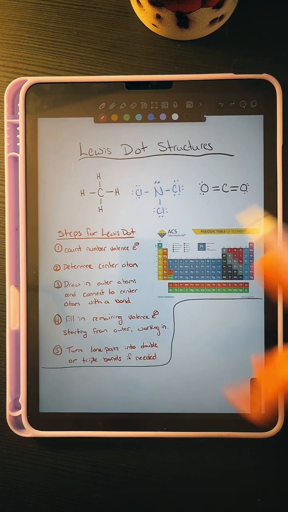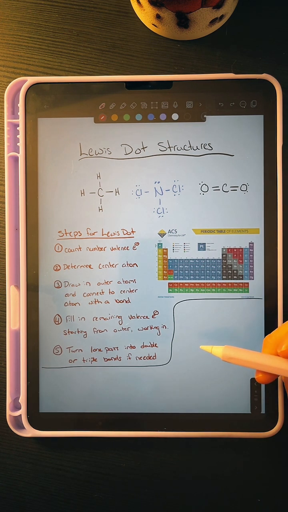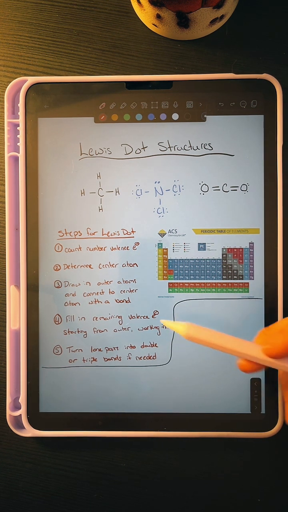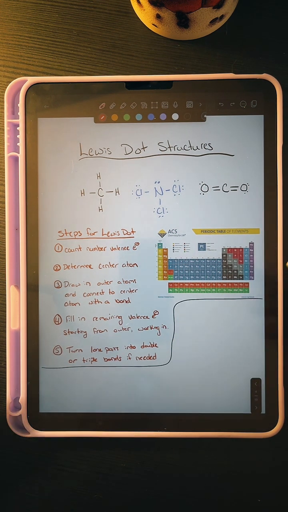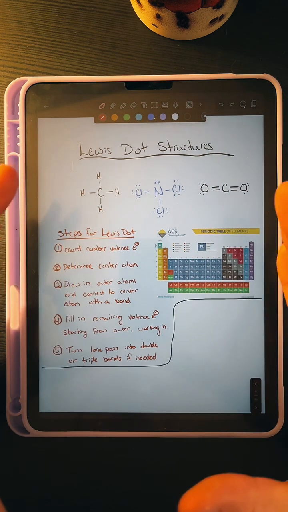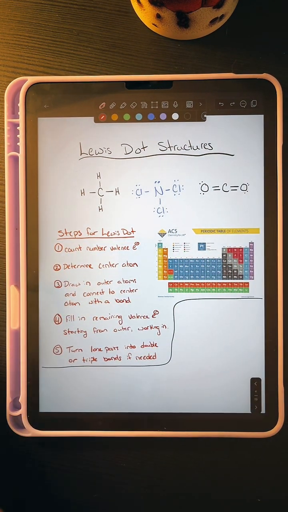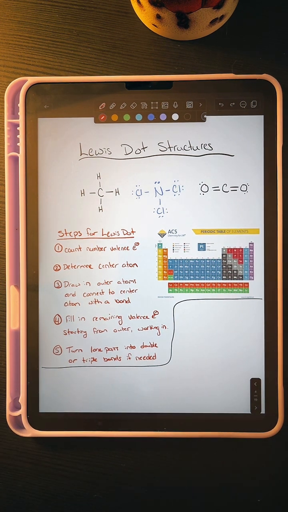By drawing in those bonds, and we'll go over an example, we see we use some of our valence electrons. So we're going to figure out how many we have remaining, and then we go ahead and put in the rest of those. We're going to start with our outer atoms and work our way in. We want to make sure that all of our atoms will fit and obey the octet rule. And the octet rule just means that an atom likes to have 8 valence electrons around it.